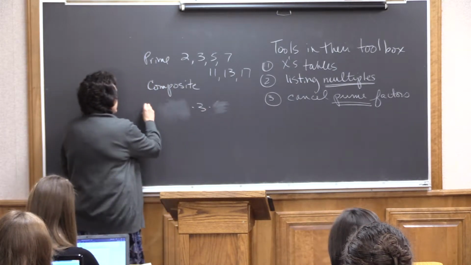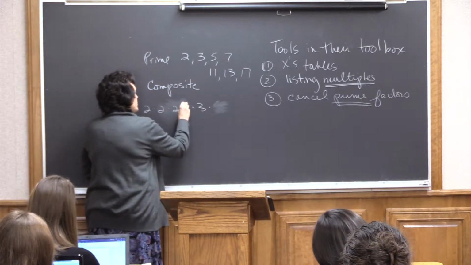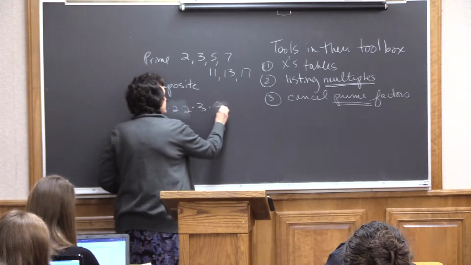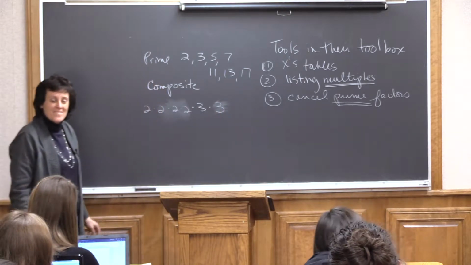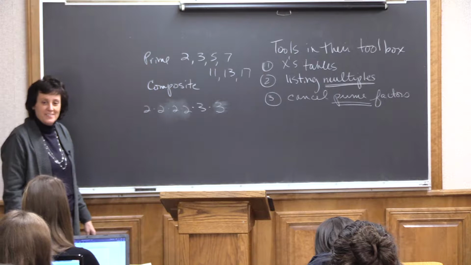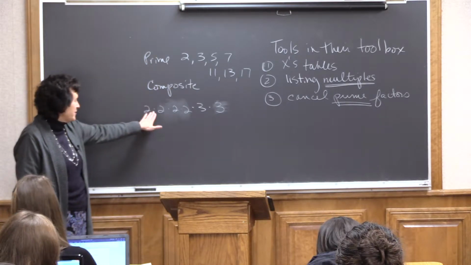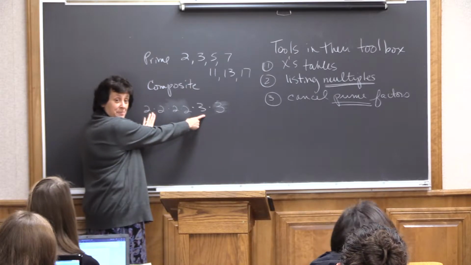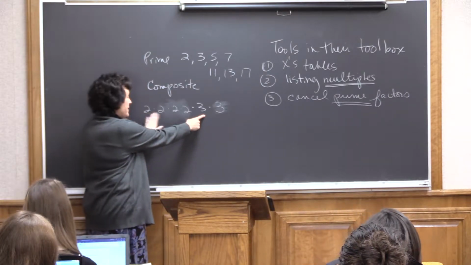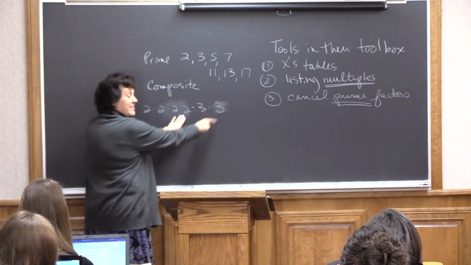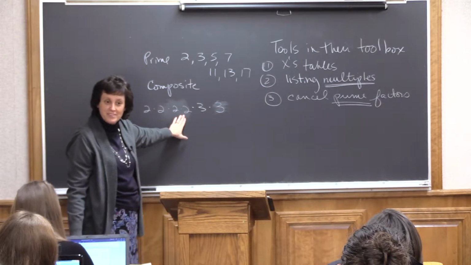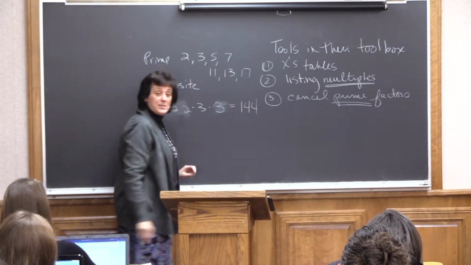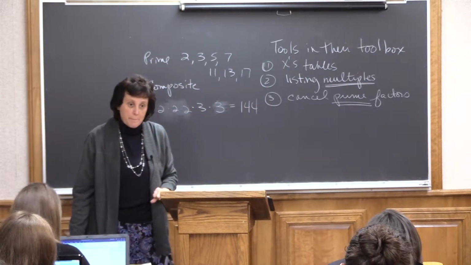I'm going to add 2 more 2s, and 1 more 3. Does anybody know what that number is? Well, here's a 4. Here's a 3. What's 4 times 3? 12. Here's another 4 and another 3. So that's another 12. What's 12 times 12? We can do a lot with 144 in its prime factored form.